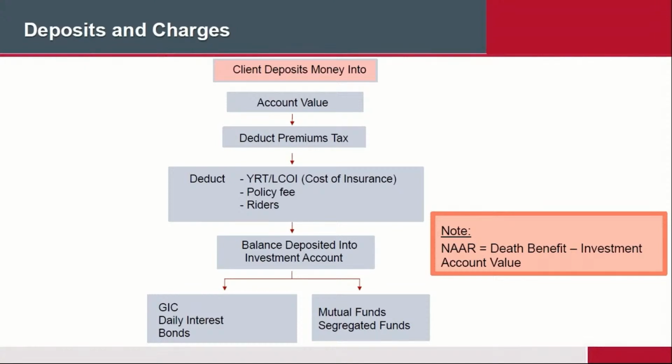So the NAAR basically is the amount of coverage minus the investment account. So in the example I just gave you, if you have $500,000 and you've got $100,000 in your investment account, then really the insurance company's liability only rests at $400,000, and that's it. So you can see as the years go on, as the investments continue to grow, the net amount at risk for the insurance company gets less and less, and ultimately at age 100, the net amount at risk is actually zero, because the amount of cash sitting in there is equal to the face amount.